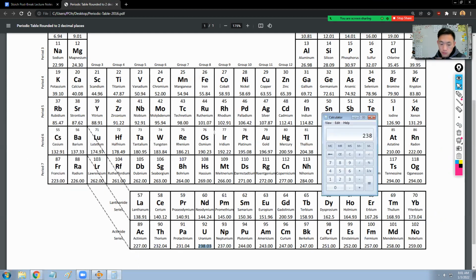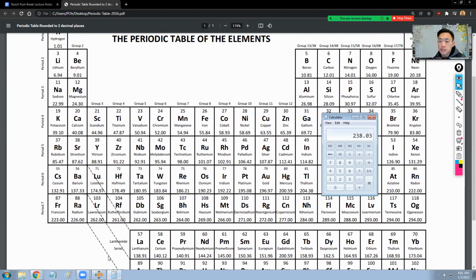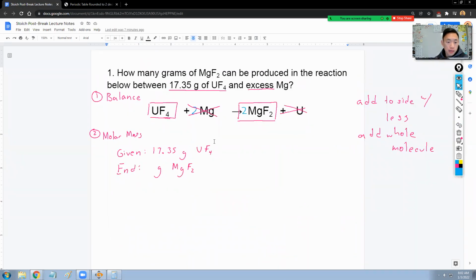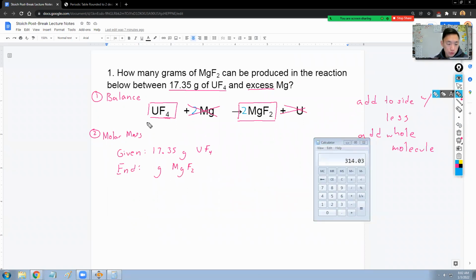And I'm going to do 238.03. Now, the chemical's formula is UF4. And so that means there's going to be 4 Fs. There's going to be 4 fluorines. Each fluorine is 19. So we just need to add 19 4 times. And so our final answer becomes 314.03. That means that UF4 has a molar mass of 314.03 grams per mole. Okay, and all I did was add up each of the elements.